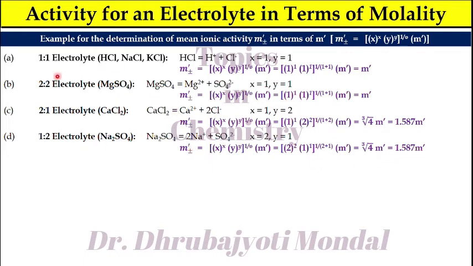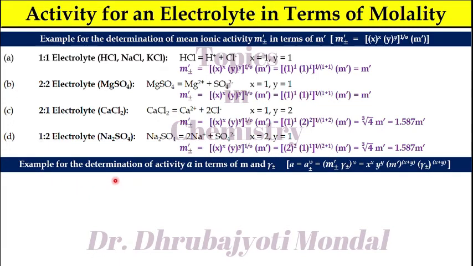Now remember, in every example, the 1:1 represents the charge of the cation and the charge of the anion. So here you can see the charge of the cation is 1 and the charge of the anion is 1. That is what 1:1 is. A 2:2 electrolyte means the charge of the cation is 2 and the charge of the anion is 2. For 2:1, the charge of the cation is 2 and the charge of the anion is 1. And for 1:2, the charge of the cation is 1 and the charge of the anion is 2. That's why it is a 1:2 electrolyte.